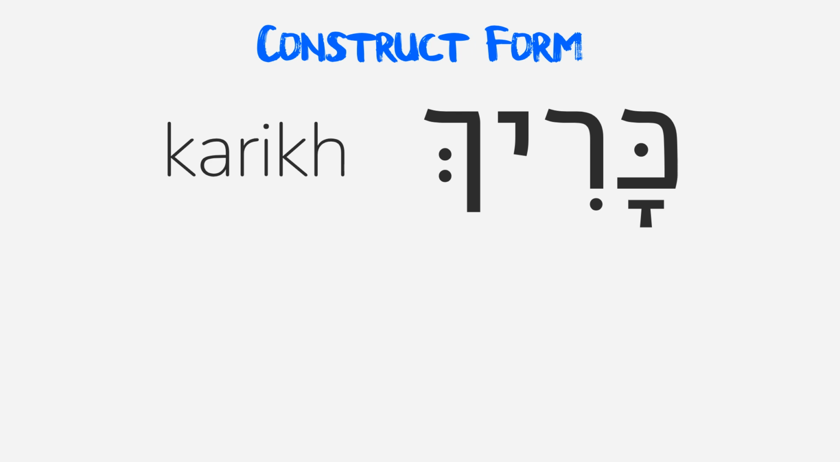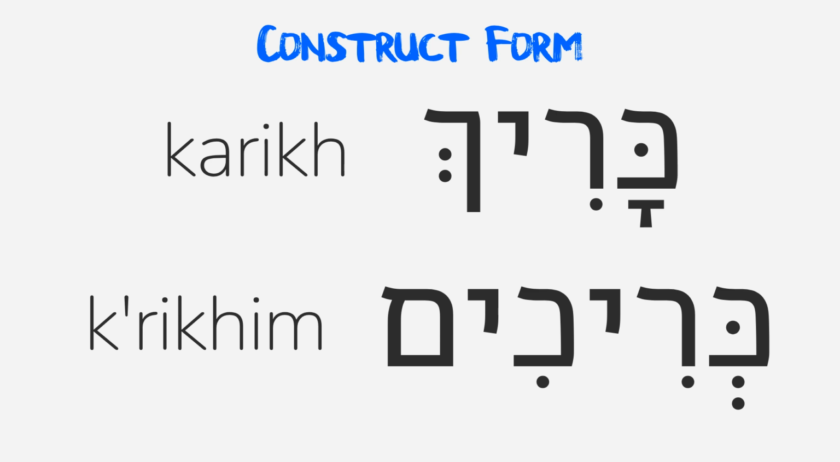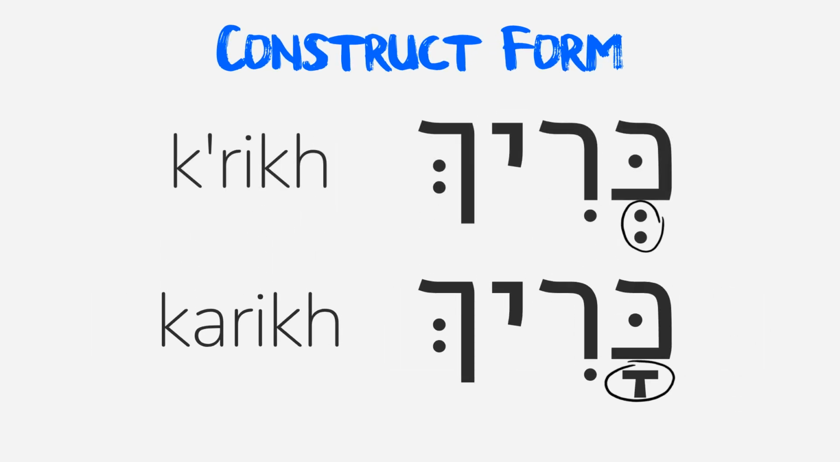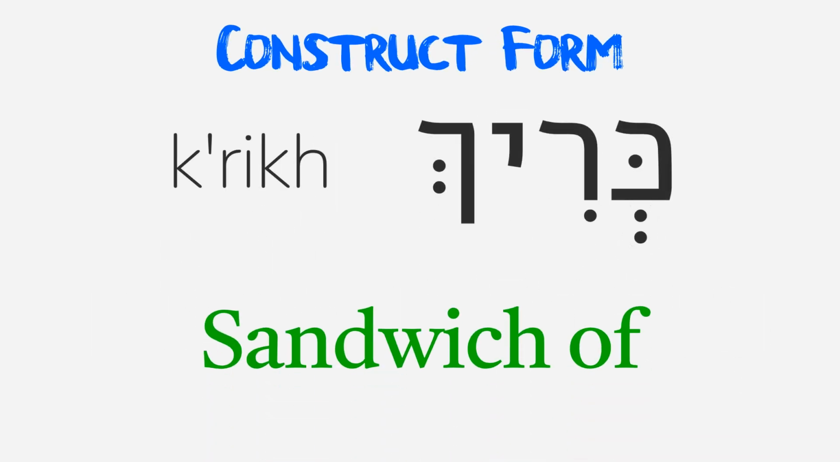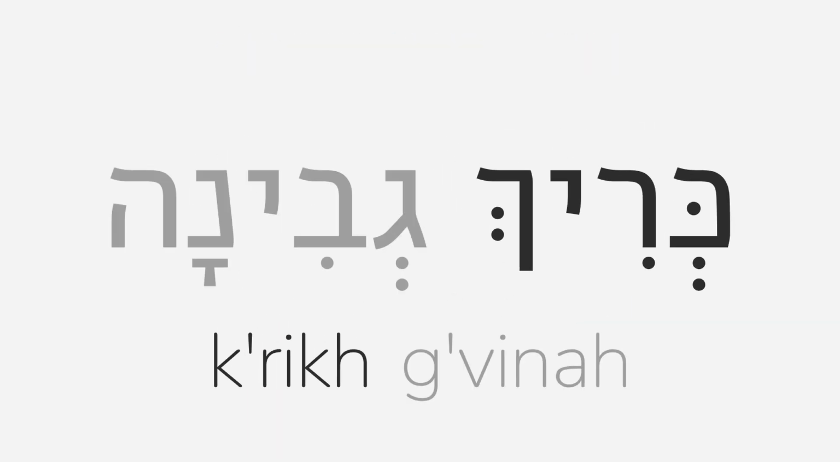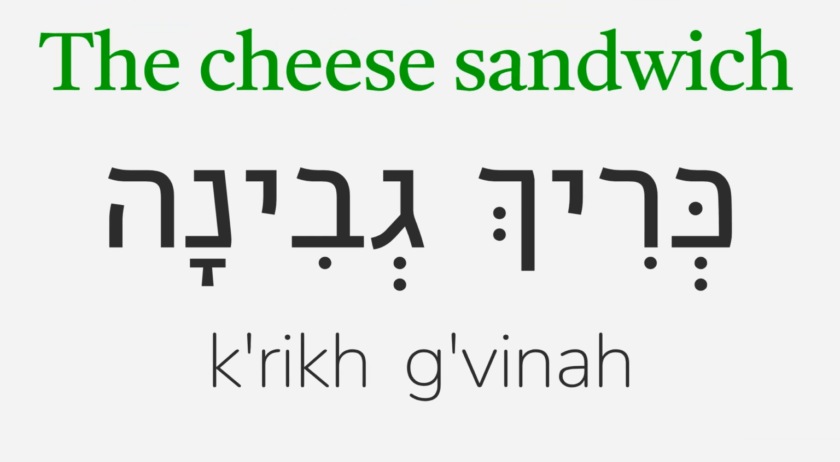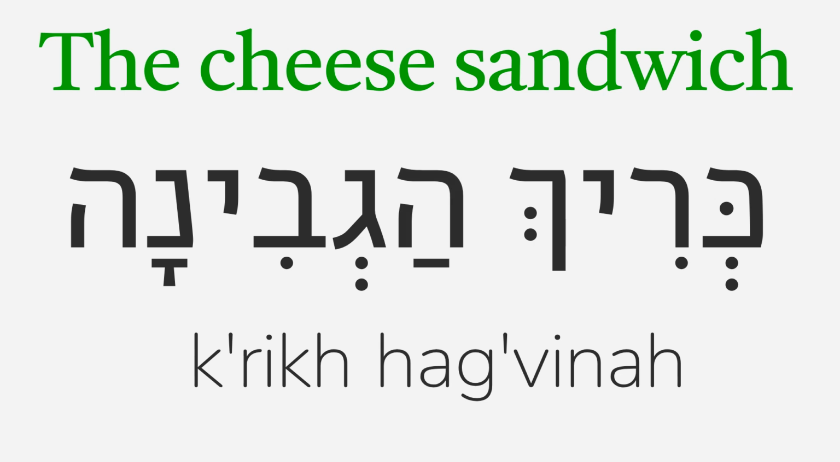When we pluralize karich, we get karichim, sandwiches, which has the kamatz shortened to a shva. The same thing happens with karich in construct form. The kamatz becomes a shva to give us krich, sandwich of. Krich gvina, sandwich of cheese, cheese sandwich. To say the cheese sandwich, we add ha to the last word of the phrase. Krich ha-gvina, the cheese sandwich.